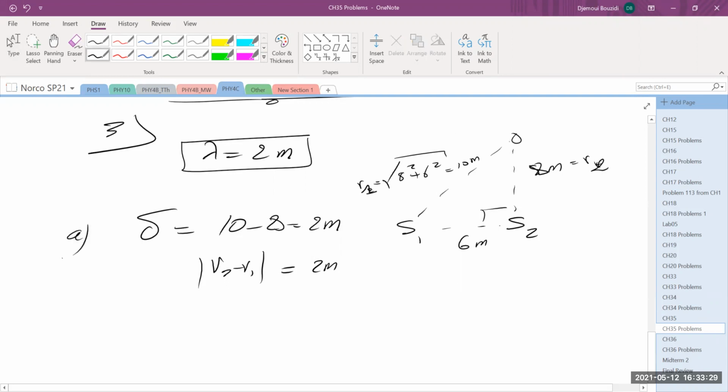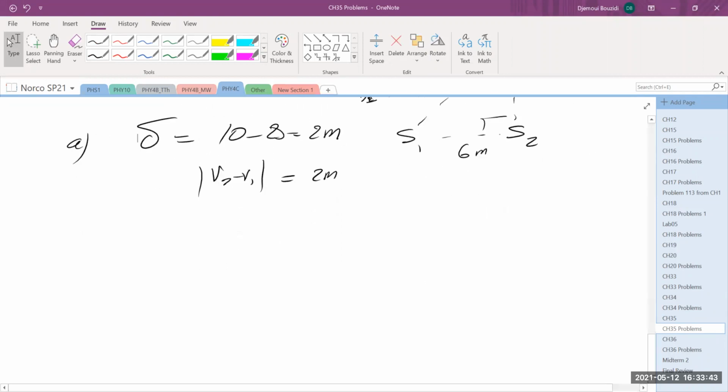Question B, will the sound wave interfere constructively or destructively at the location of the observer? Okay, lambda is 2 meters and delta is 2 meters. So as a matter of fact, delta is equal to lambda in this case.